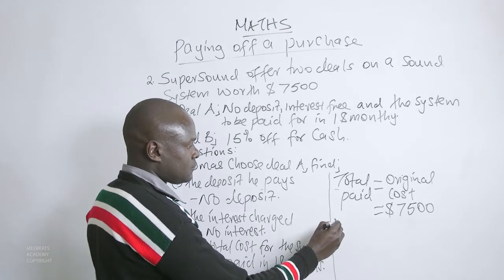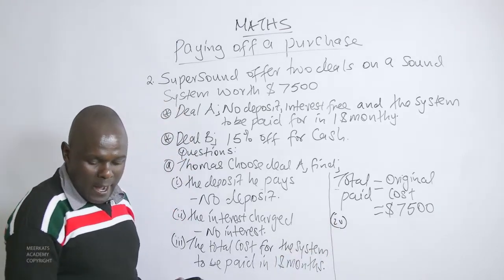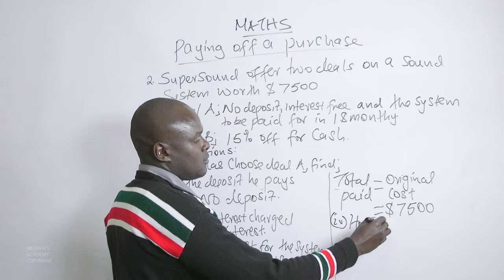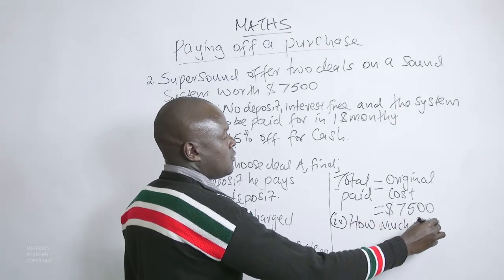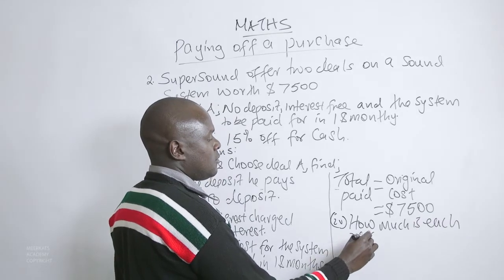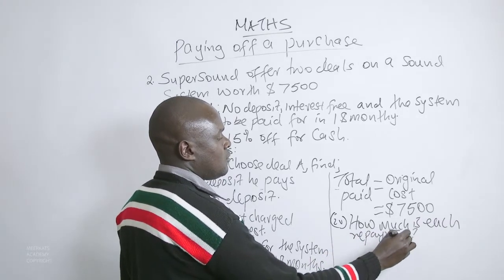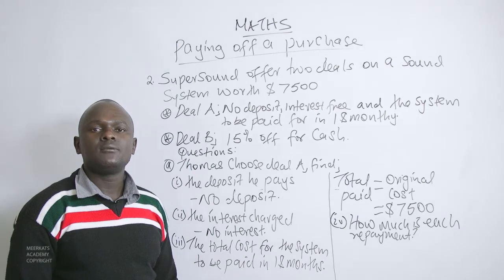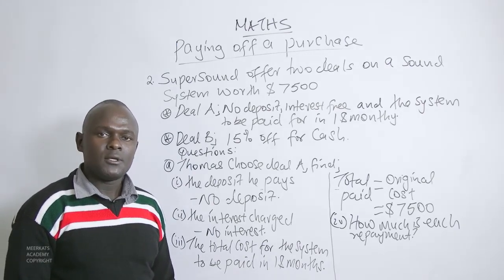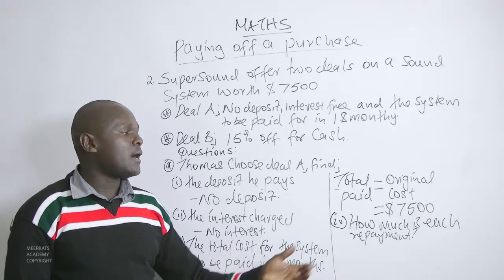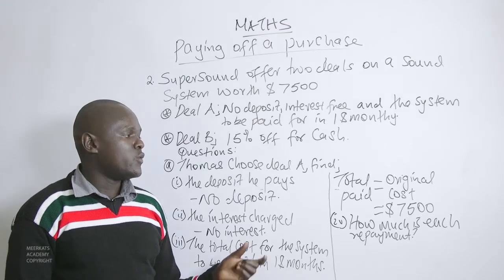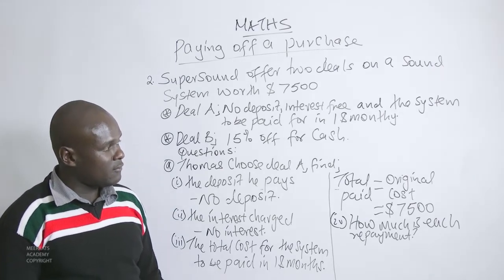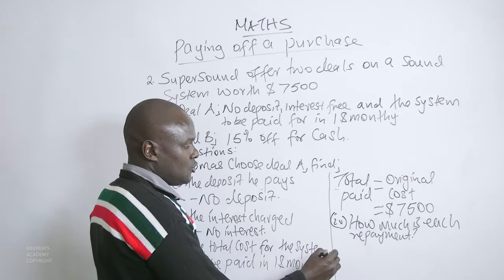The next question is how much is each repayment? Since Thomas has opted for a deal that includes 18 monthly installments and the total cost to be incurred being 7,500, we can calculate the value of each installment.